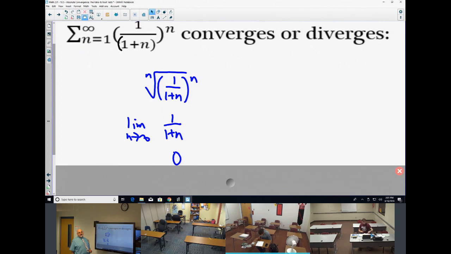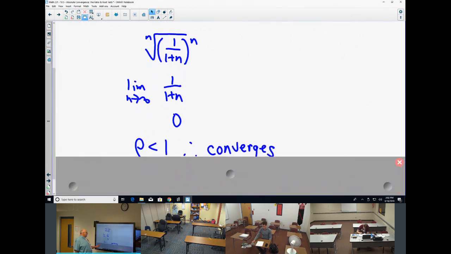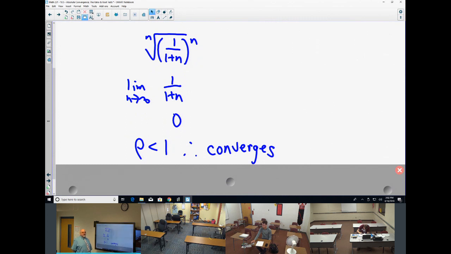It means that it converges. So the series converges. Okay? So if the rho is less than 1, the series converges. So that's a little different than the nth term test. You don't want to get 0. In the ratio test and the root test, you don't want to get 1. 1 is what makes it inconclusive.